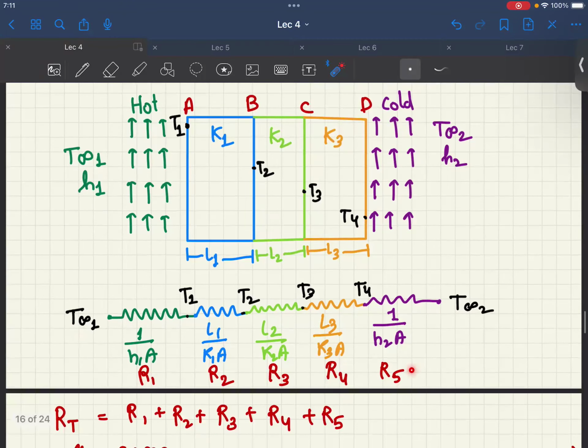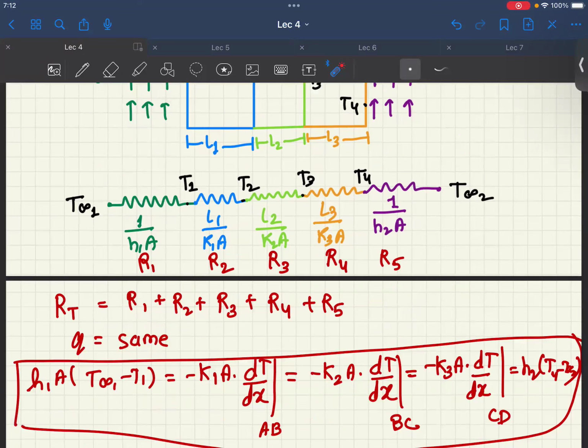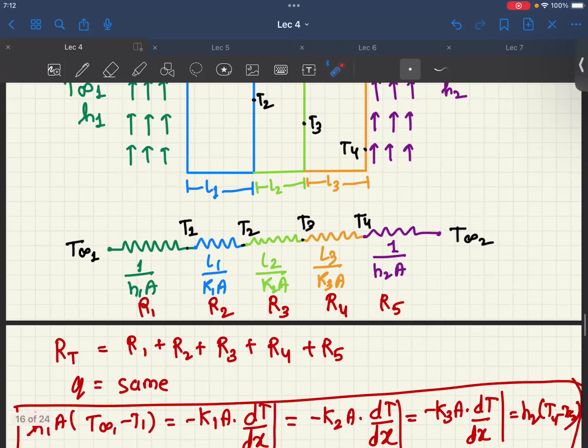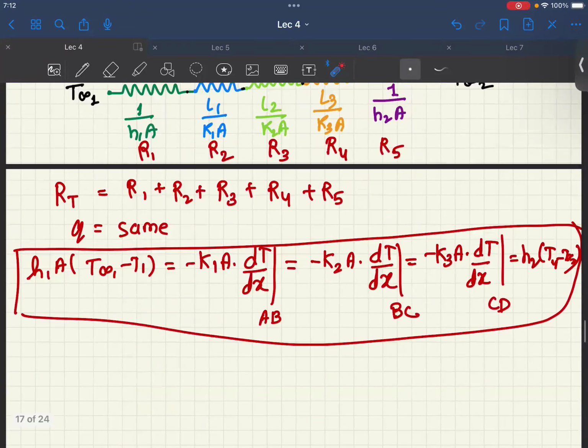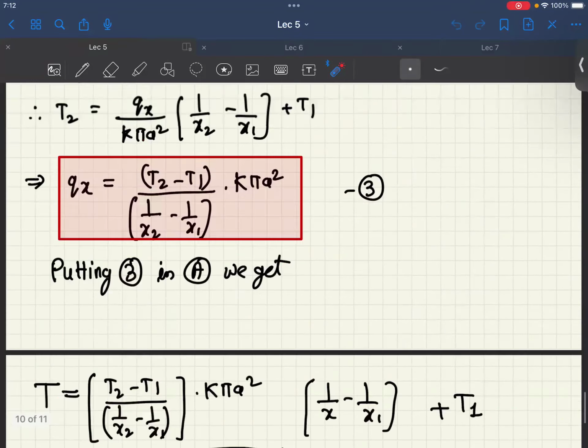So we studied this overall resistance concept, and we wrote down the resistances for each of these. L by KA is nothing but the conductive resistance, which is related to Fourier's law of heat transfer, whereas 1 by hA is the convective resistance, which is related to Newton's law of cooling. And then we also derived it and proved that this is indeed true.